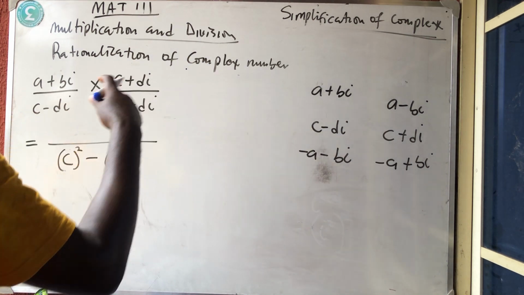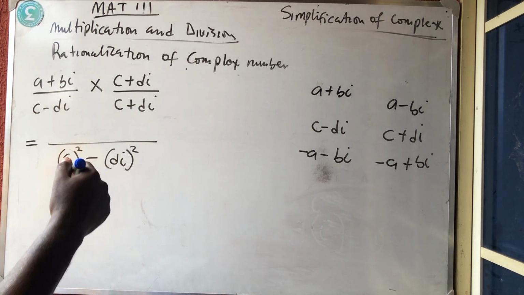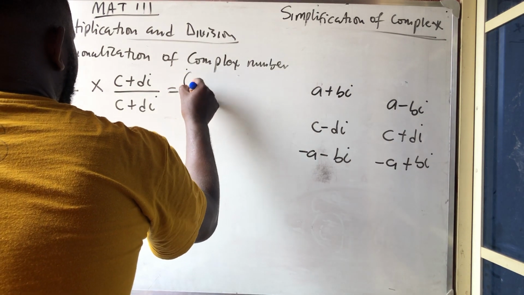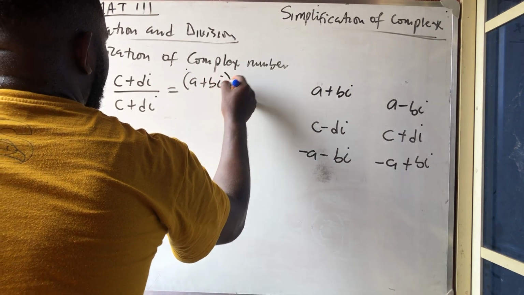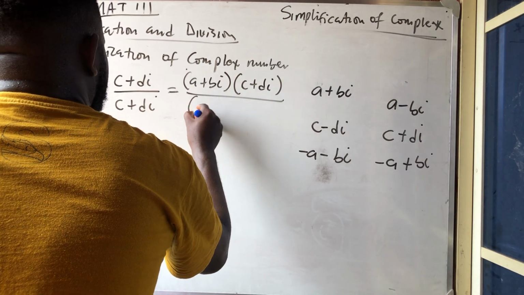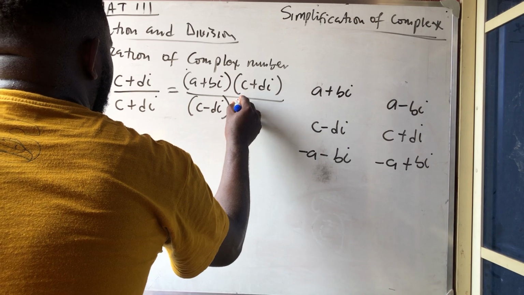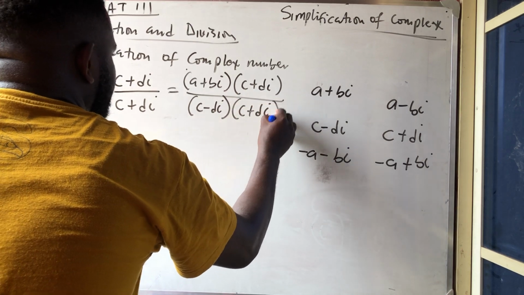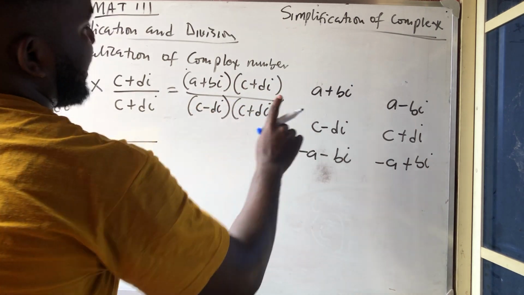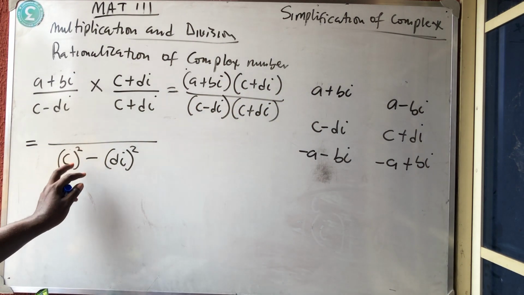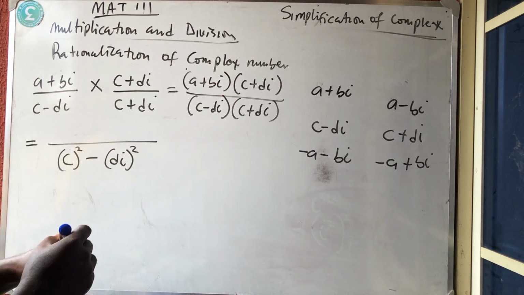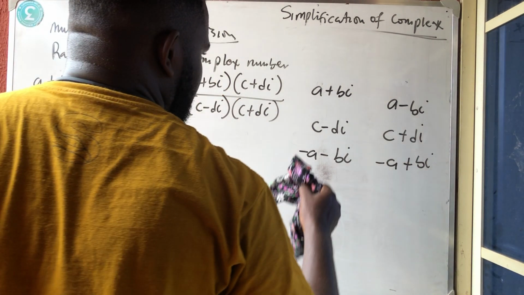Then the numerator we can multiply out. Or if you cannot remember that the denominator will form a difference of two squares, just do it like this: a plus bi and c plus di, all over the same c minus di and c plus di. Then use this and multiply everything here. Do the same thing at the denominator. If you cannot remember that it will form a difference of two squares, please do it like this.